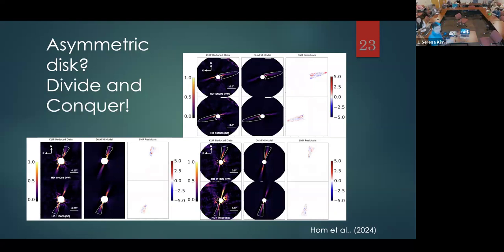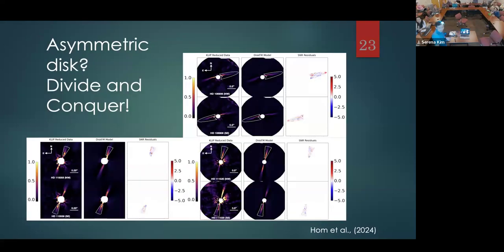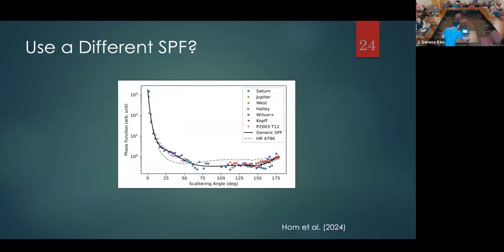But what if I just split each of these systems in half and model each side separately, just to see if the scattering properties can still work here? And they do. So in this limiting assumption that I fit each half of the disk separately, the scattering profile still appears to work pretty well for these systems.